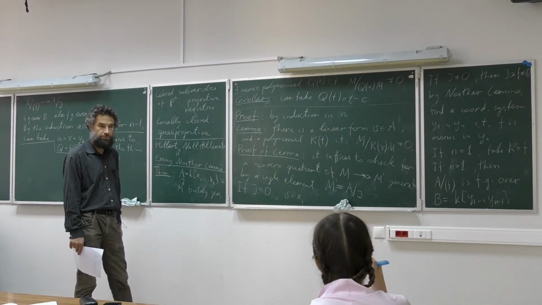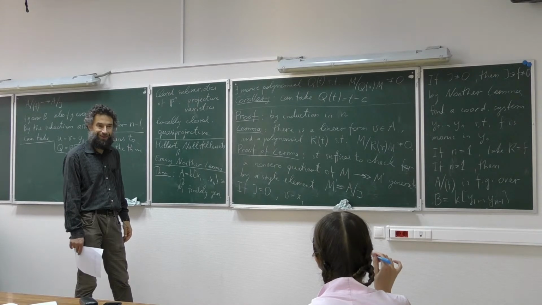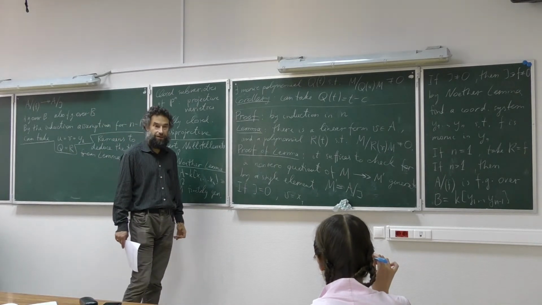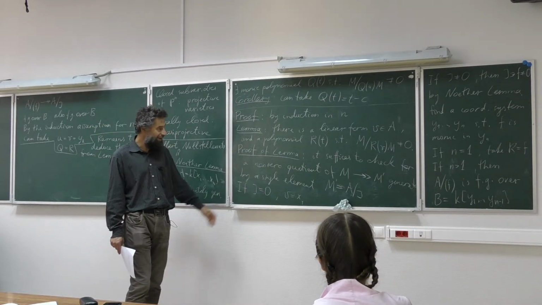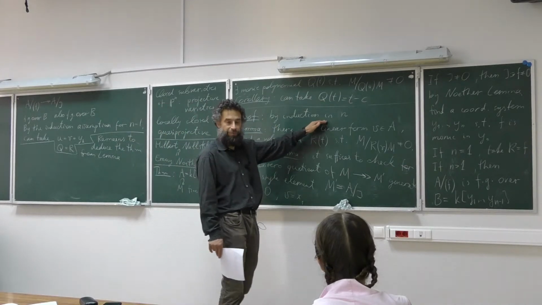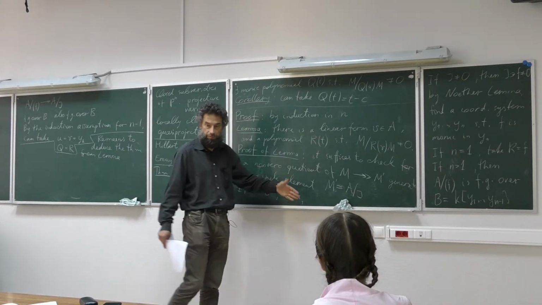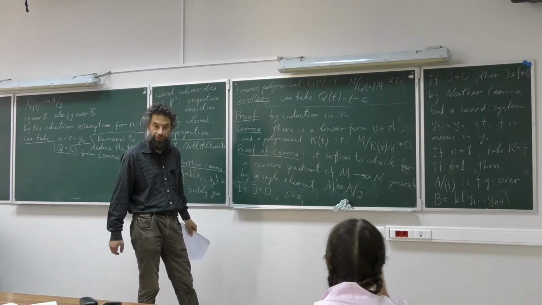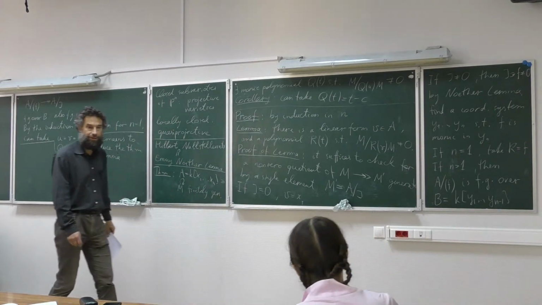Sorry, I don't understand. We have proved the lemma, isn't it? Yes, we proved the lemma for n, assuming our theorem for n minus 1. Fine. Now we're proving the theorem for n. Okay.